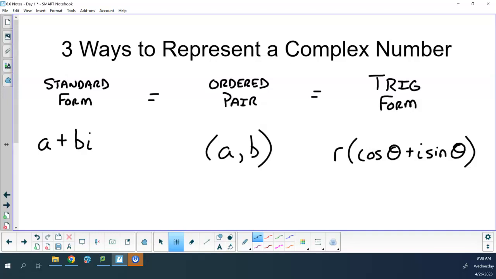Or, because that's a lot of extra writing all the time, what we mathematicians have also done here is we call that r cis theta. CIS stands for cosine plus i sine. So you don't have to write that out every single time. Repeat the angles every time. You can just write it as cis.